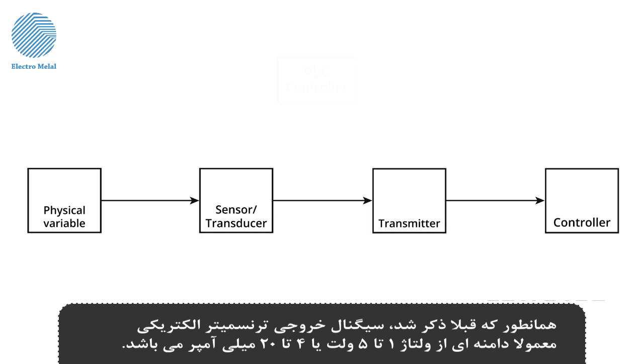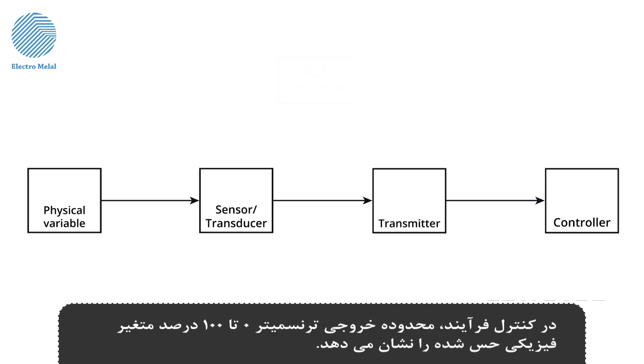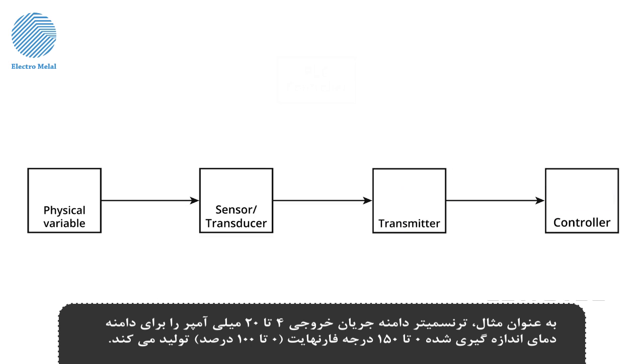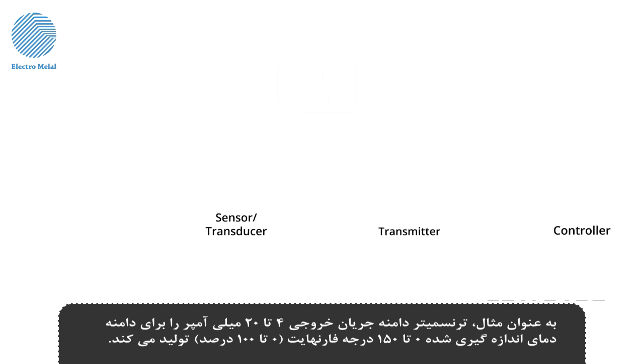As mentioned earlier, the electrical transmitter output signal is usually a range of voltage, 1 to 5 volts, or current, 4 to 20 milliamps. In process control, it is understood and goes without saying that the transmitter output range represents the 0 to 100% of the sensed physical variable. For example, the transmitter would produce an output current range of 4 to 20 milliamps for a measured temperature range of 0 to 150 degrees Fahrenheit, 0 to 100%.